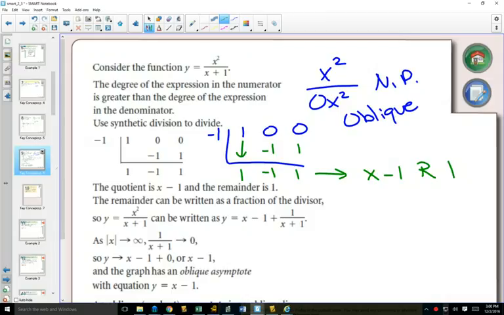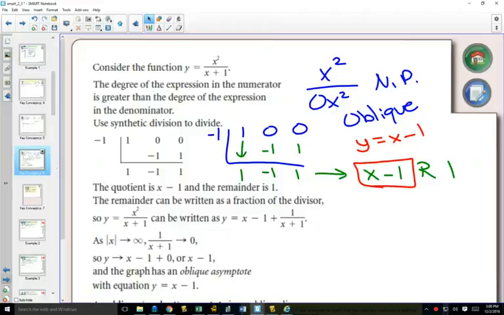After you've done your synthetic division, you can ignore the remainder. The equation of your oblique asymptote will just be this part. Even if the remainder was like 85,000 million, billion, trillion, whatever. Doesn't matter what number that remainder is. Your equation of your oblique asymptote will just be y equals x minus 1 in this case.